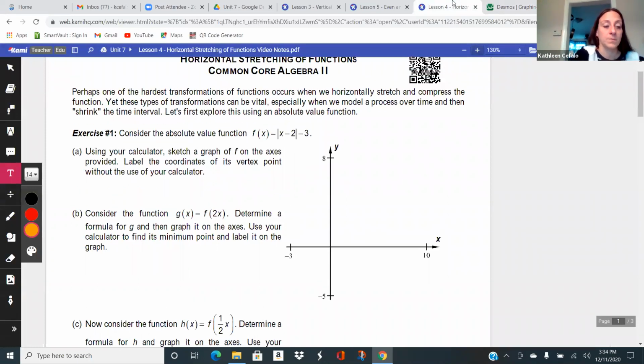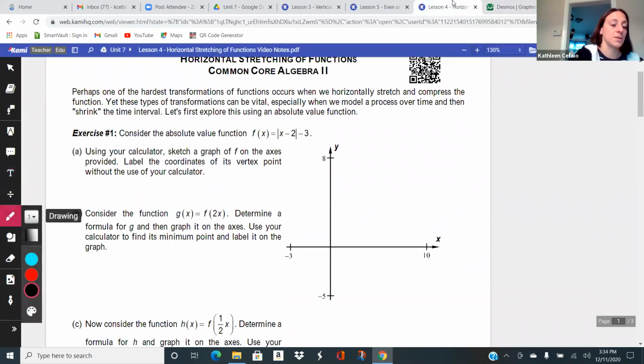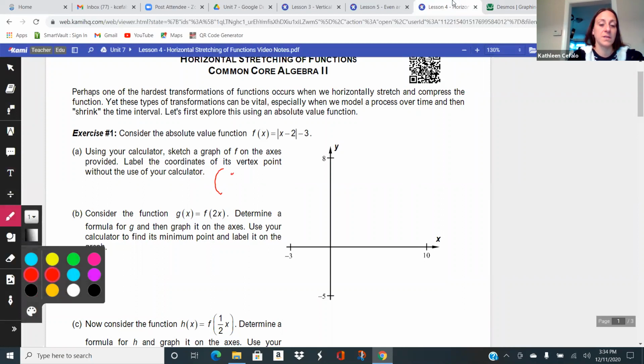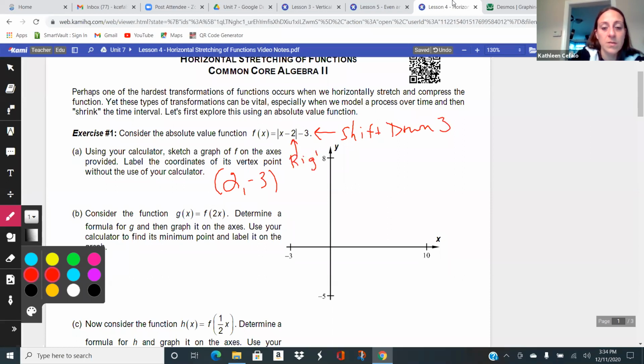Okay. Oops. Let's do this. So our vertex is at 2, -3. And now I know I used the graph to kind of help out, but this is all based on transformations. So again, this is saying shift down 3, and this 2 is saying go to the right 2 units. So that's how we came up with that vertex.